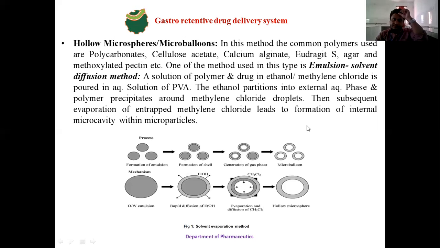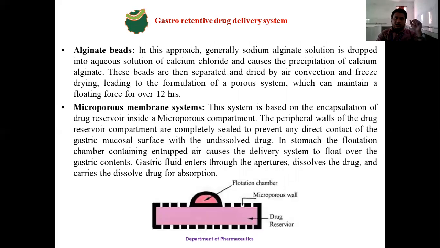gastric fluid. Now the third one is alginate beads. How will alginate beads be prepared? Normally we take two solutions: one is a sodium alginate solution and another is a calcium chloride solution. Whenever the sodium alginate solution is poured into the calcium chloride solution, it will make beads, by the precipitation of calcium alginate.